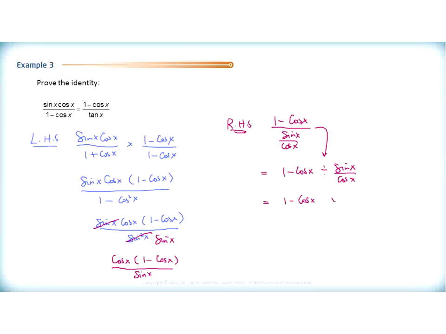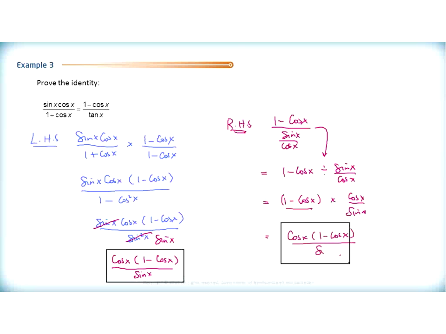And again, while you're doing this, you should always be looking at the other side of the equation, what you're trying to get. And if you look closely, it's exactly what I have. I've got 1 minus cosine times cosine, or in other words, cosine times 1 minus cosine, over 1 times sine, which is sine. So again, you see that the left-hand side of the equation does equal the right-hand side of the equation. Let me just try and make this a little better here. There you go. So that proves that identity.